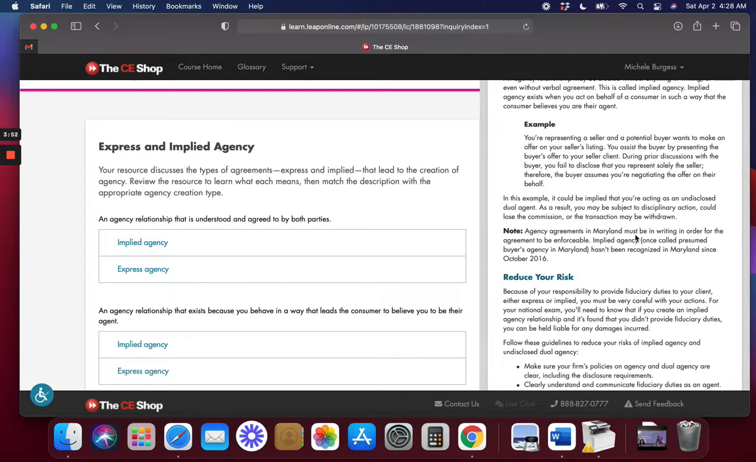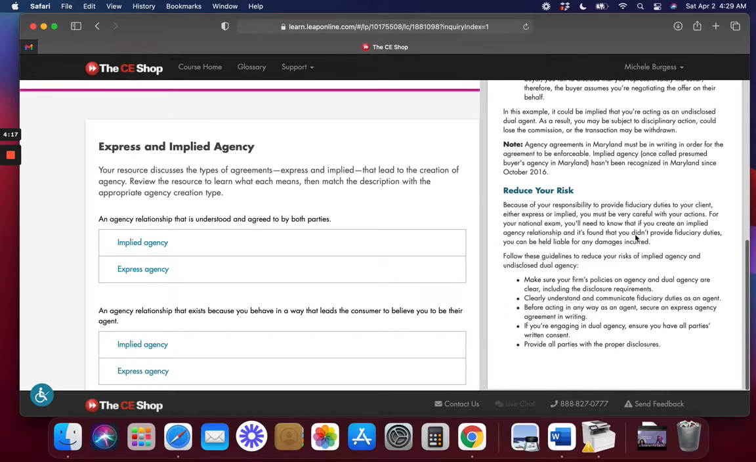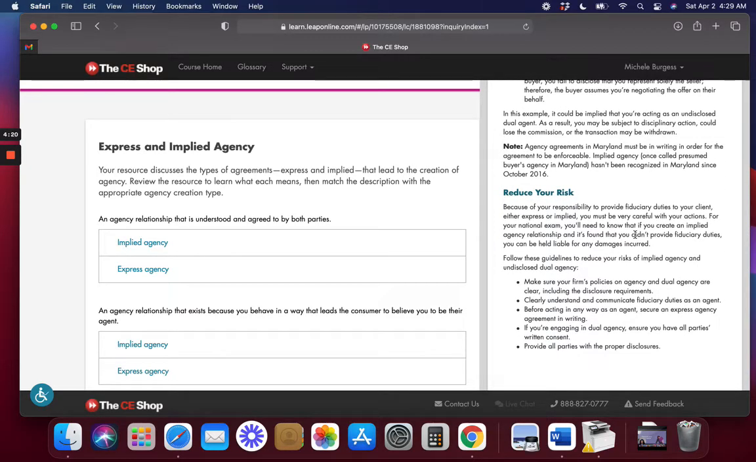Okay, in my state, agency agreements must be in writing for the agreement to be enforceable. And I think in Virginia, it's also the same way. They always like everything in writing because if you have a problem and you get taken to court, you have it in writing that we are representing you. Reduce your risk. Because of your responsibility to provide fiduciary duties to your client, either express or implied, you must be very careful with your actions. For your national exam, you'll need to know that if you create an implied relationship and it's found that you didn't provide fiduciary duties, you could be held liable. So that's one of the reasons why we like to have things in writing.